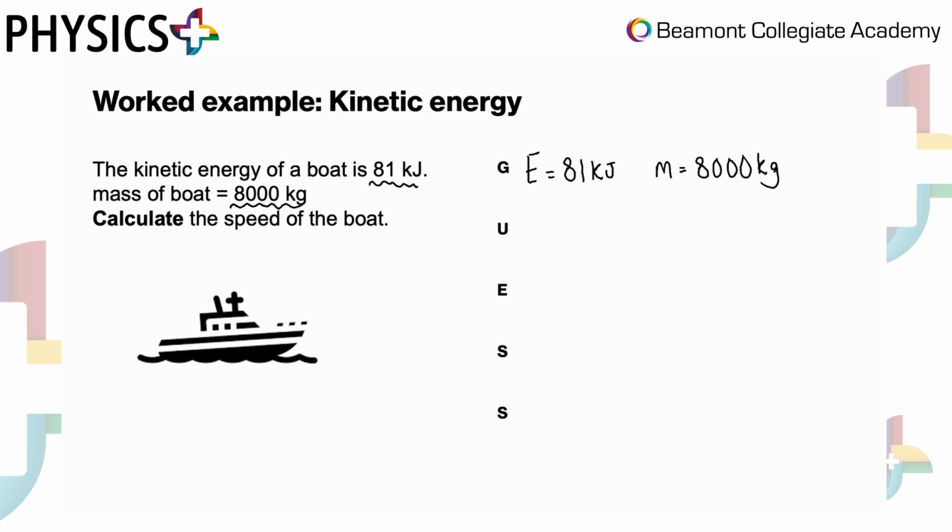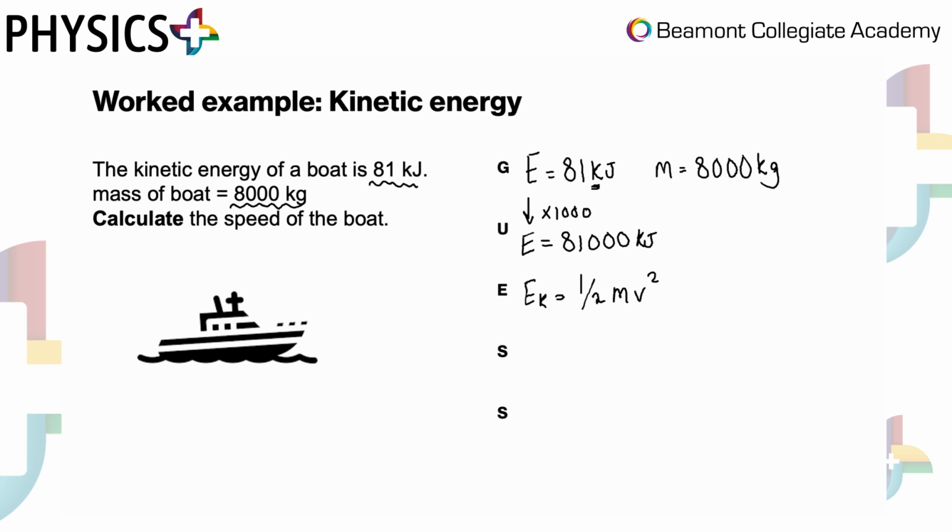Now for units, I don't want energy in kilojoules, I want it in joules. To get kilojoules into joules, times by 1,000. So E equals 81,000 joules. State the equation. Kinetic energy equals half times mass times velocity squared.